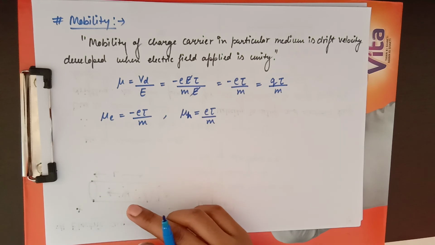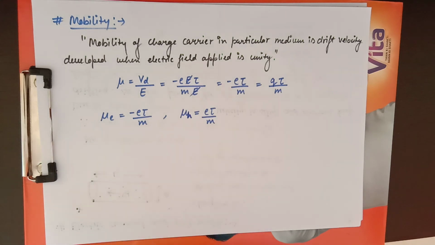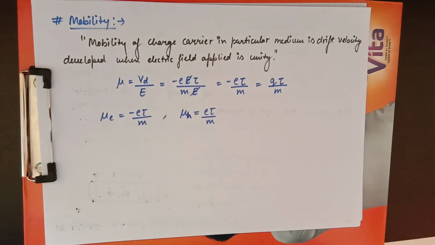So that is all for today. Today we saw the drift velocity, the relation between current and drift velocity, and lastly, we calculated the mobility. The mobility of a charge carrier in a particular medium is the drift velocity developed when the electric field applied is unity.